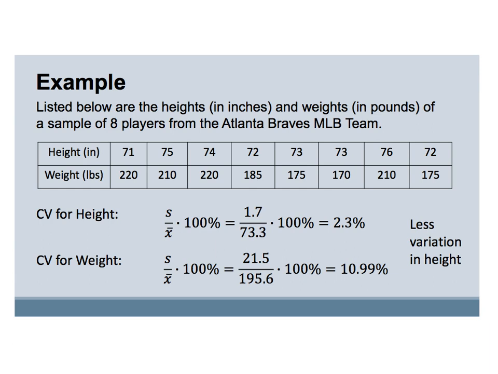Now do the whole thing all over again for the weights. You could put them in L1, or you could just put them in L2 since you've already got something in L1. Then when you do 1 var stats, you would just do L2 instead of L1, because that's where they are. You would get a standard deviation of 21.5, a mean of 195.6. Put it in the formula calculator, you get 10.99%. So you can see that there's less variation in heights than in weights. They only vary 2.3% from each other in heights, but they vary 10.99% in weights. Does this matter?